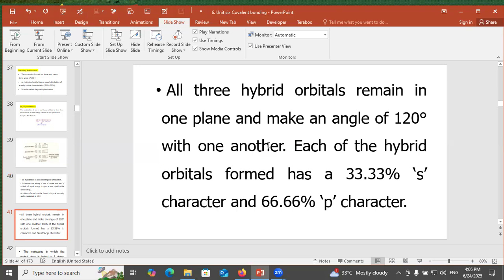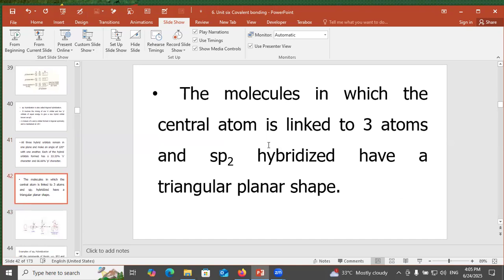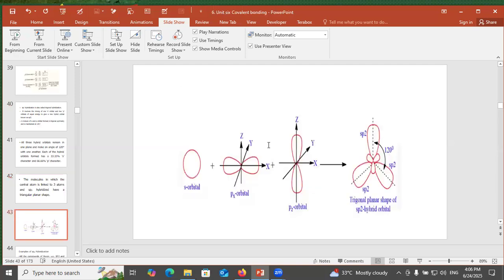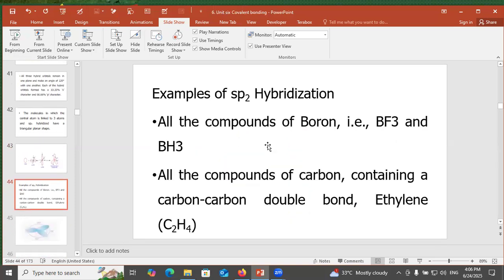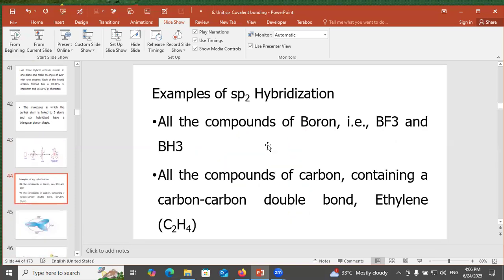Each of the hybrid orbitals formed has 33.33% s character and 66.66% p character. The molecules in which the central atom is linked to three atoms and is sp2 hybridized have a triangular planar shape. This is the s orbital, px orbital, pz orbital, triangular planar shape of the sp2 hybrid orbitals. Examples of sp2 hybridization: all the compounds of boron, that is boron trifluoride and boron trihydride, and all the compounds of carbon containing a carbon-carbon double bond, like ethylene.